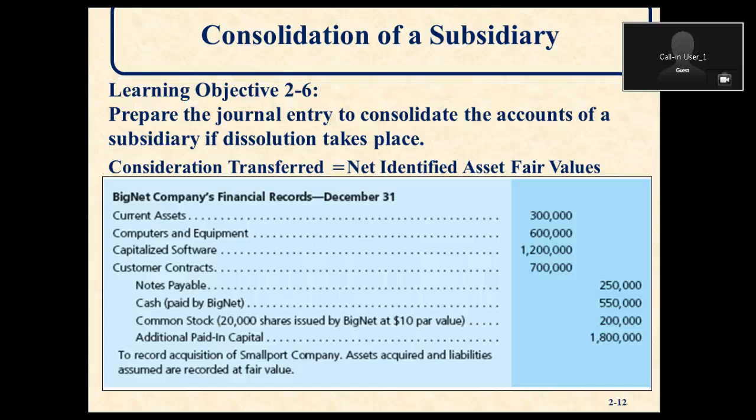So as you see here, this is pretty straightforward because we have the fair value of various assets and the liabilities that we acquired. And it shows here we purchased with $550,000 in cash, or we purchased it with cash and with stock. And it shows this lines up. The fair value of the assets totally equals what we provided for consideration. So consideration transferred, in this case, equals the net identified asset values. So there's no goodwill here. There's no gain on the bargain purchase.